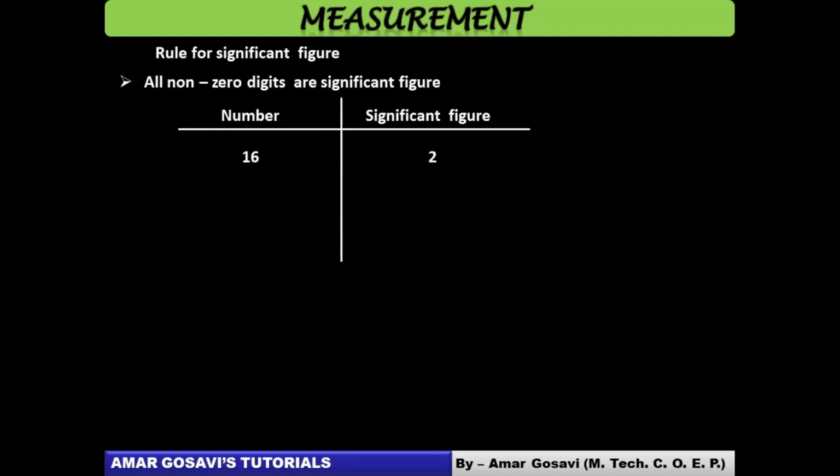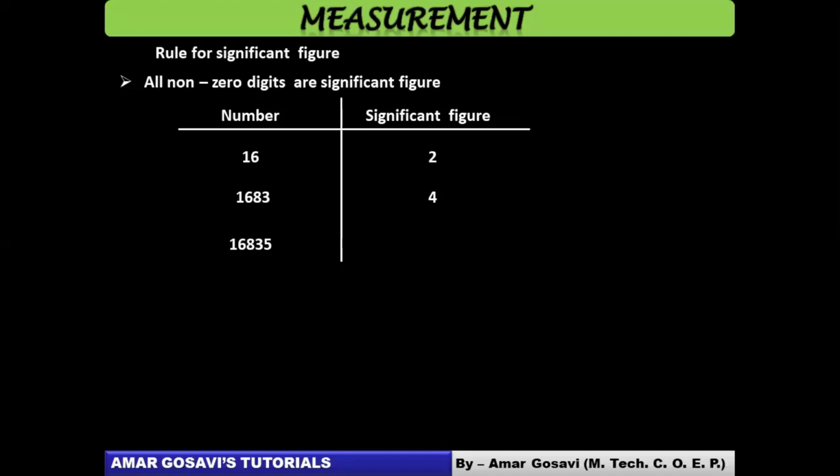All non-zero digits are significant figures. Let's talk about another example. I take a second number, 1683. How many non-zero digits are there? If you try to work it out, there are 4 non-zero digits. So the significant figures will be 4.